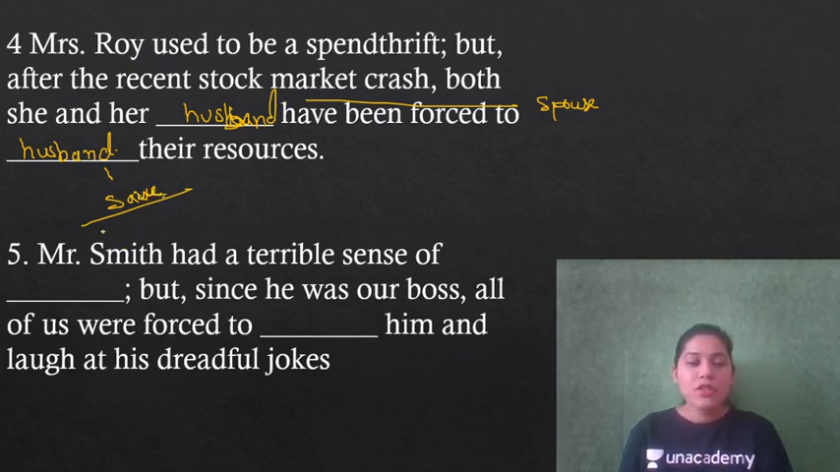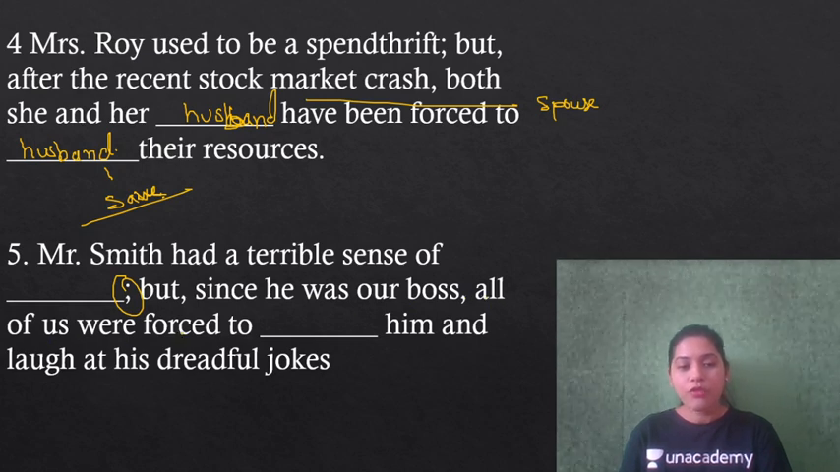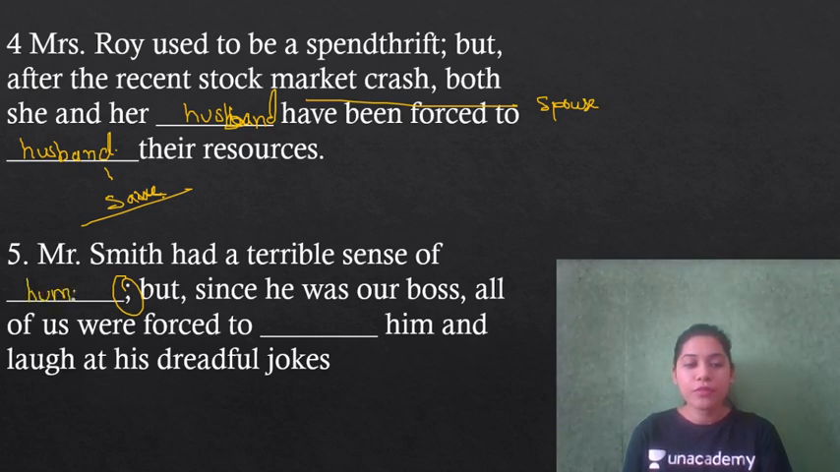Save. Mr. Smith had a terrible sense of dash, but since he was our boss, all of us were forced to dash him and laugh at his dreadful jokes. So he had a terrible sense of humor, and we were forced to humor him.